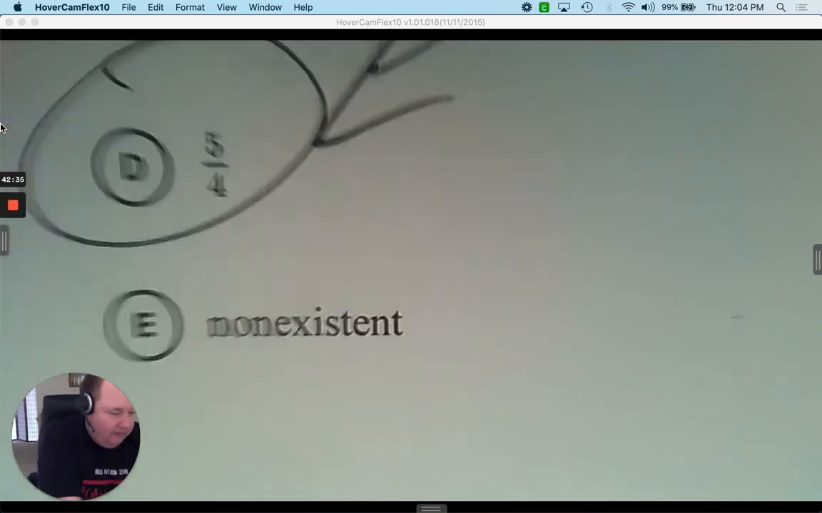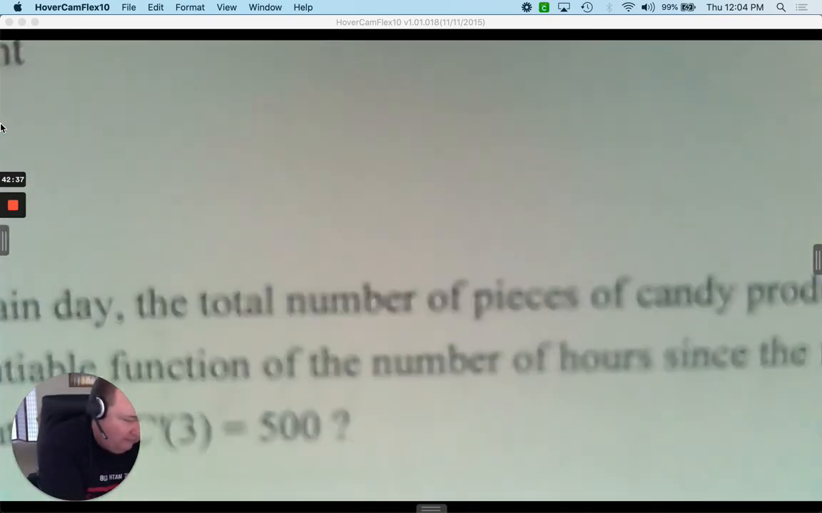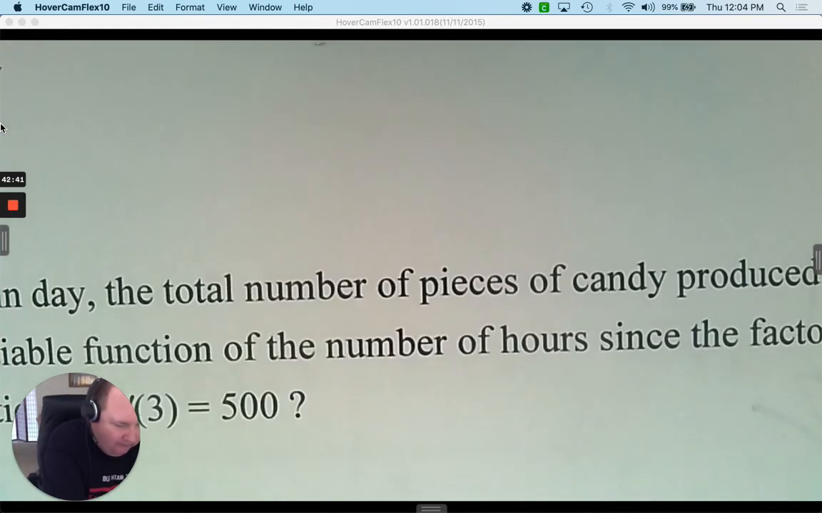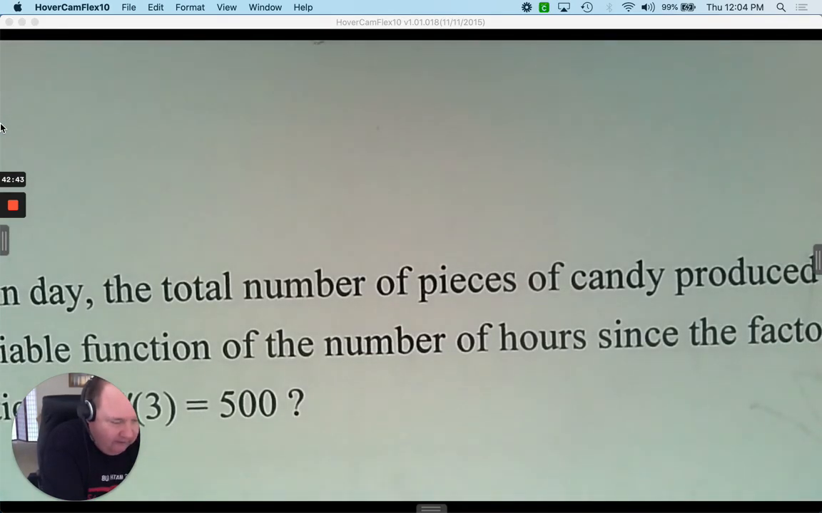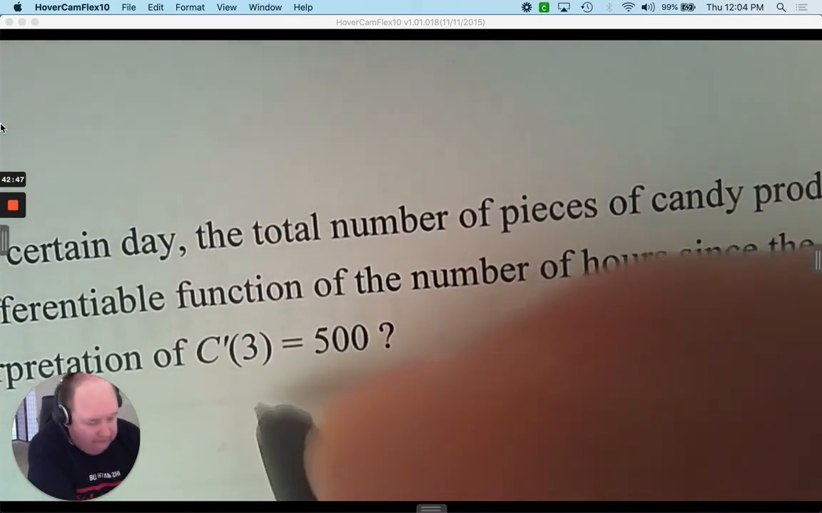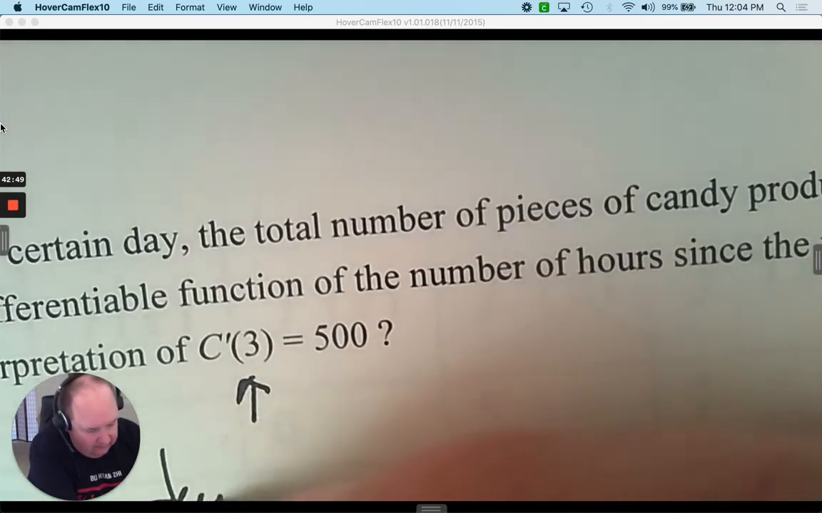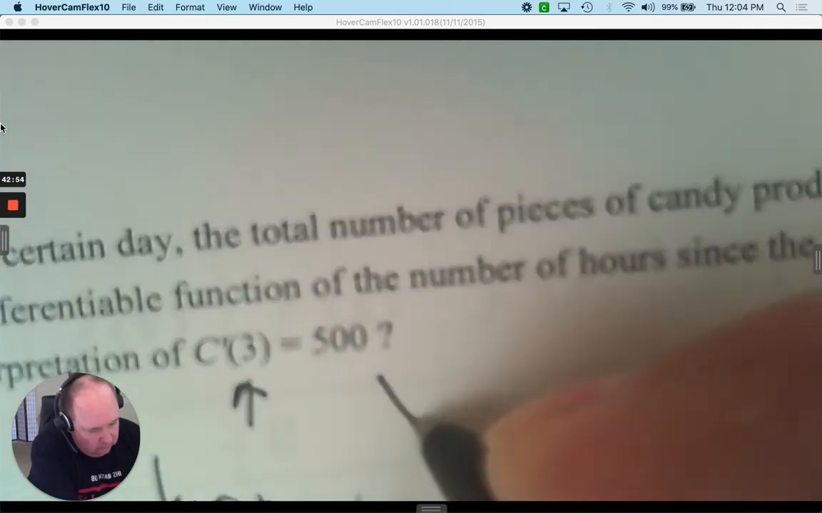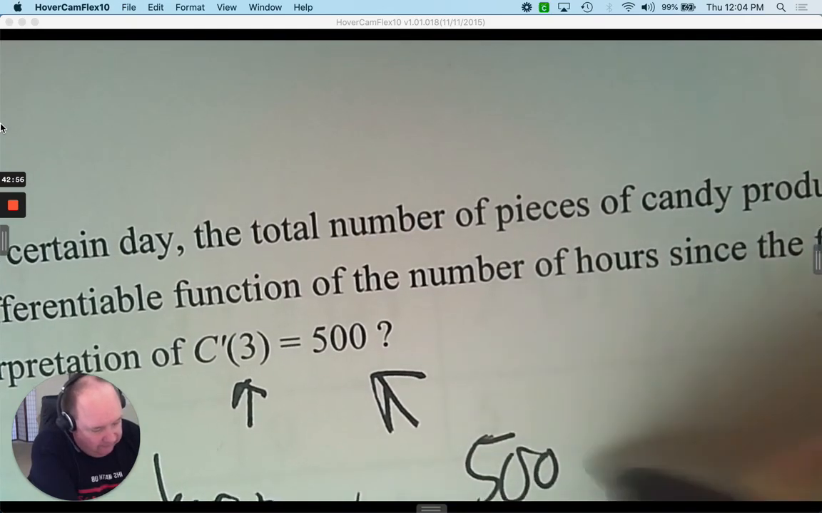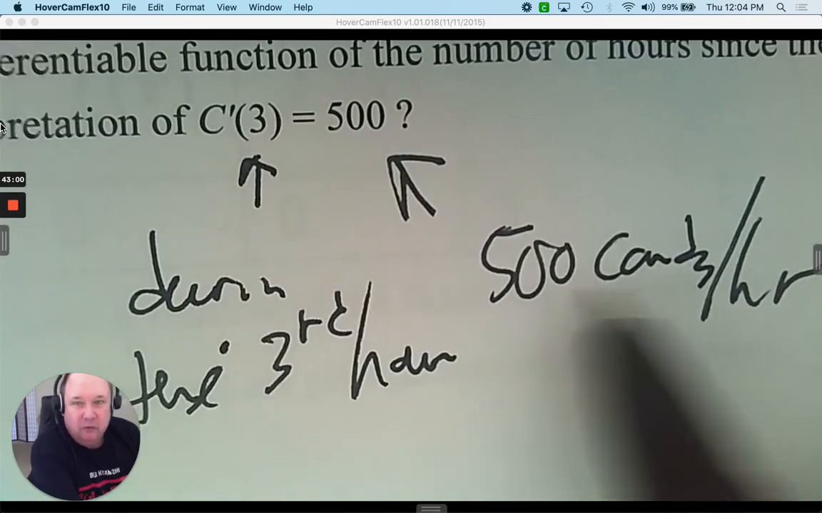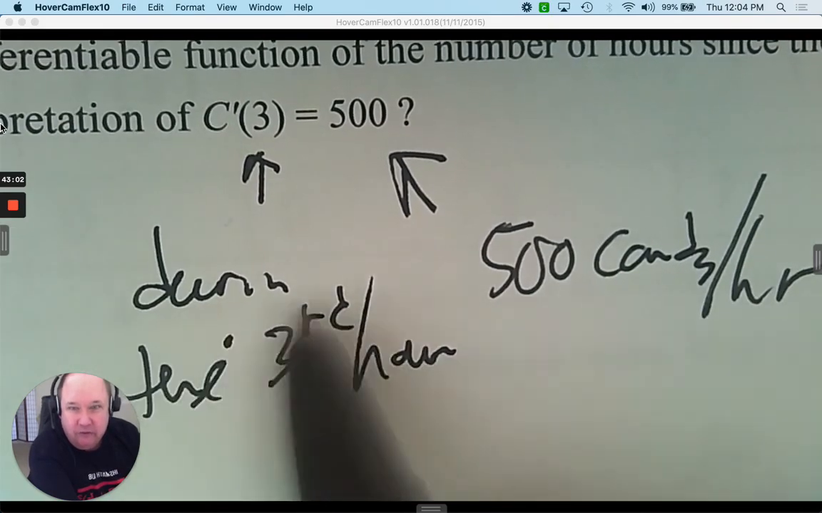Number 23. On a certain day, the total number of pieces of candy produced by a factory, since it's opened, is modeled by C, a differentiable function of the number of hours since the factory is open. So what does this mean? So during the third hour, what's the production? 500 candies per hour. That's the rate. So the rate is 500 candies per hour during the third hour.